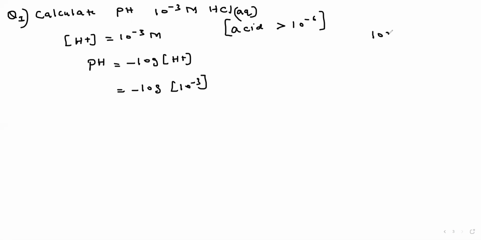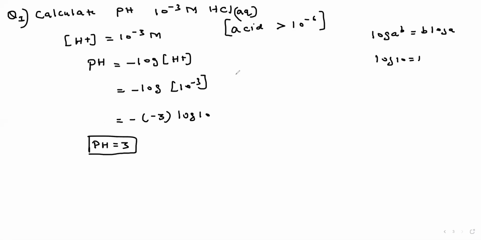What is log A power B? It is B into log A. Therefore, here 3 into minus 3. What is log 10? Please note, the log 10 is equal to 1. Now, what is the pH value? The pH is 3. Simple. Okay. In the same way, I am going to change the concentration.